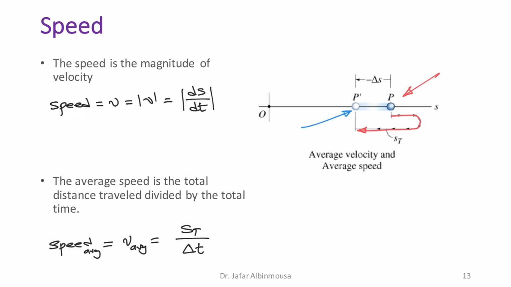Now, if we want to know the average velocity, then it is basically, as we said, the displacement over time. So it's going to be minus delta S divided by delta T. And delta S is defined as here. It's just the amount of displacement. It's not the total traveled path or distance.